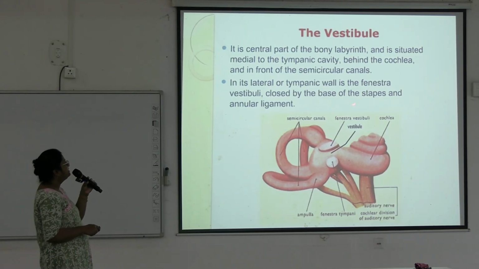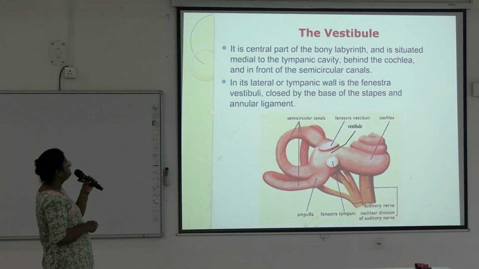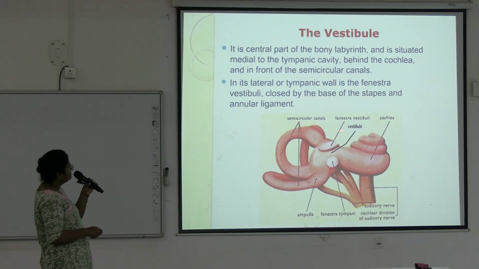And in its lateral or tympanic wall is the fenestra vestibuli. This is the fenestra vestibuli, closed by the base of the stapes and the annular ligament. See, this is the footplate of the stapes. And this is the round window, which is covered by a membrane.